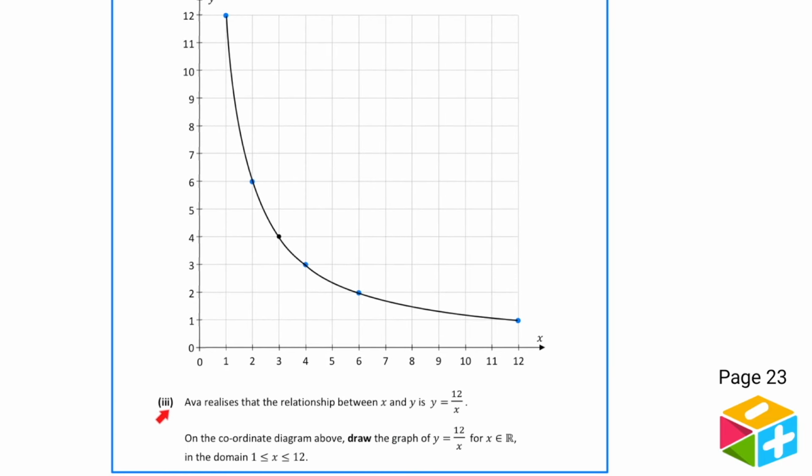In part 3, we're told that the relationship between x and y is that y is equal to 12 over x. We need to draw the graph of this function above. Well, we've already drawn in 6 reference points. To draw the graph, all we have to do is join these points with a nice smooth curve.